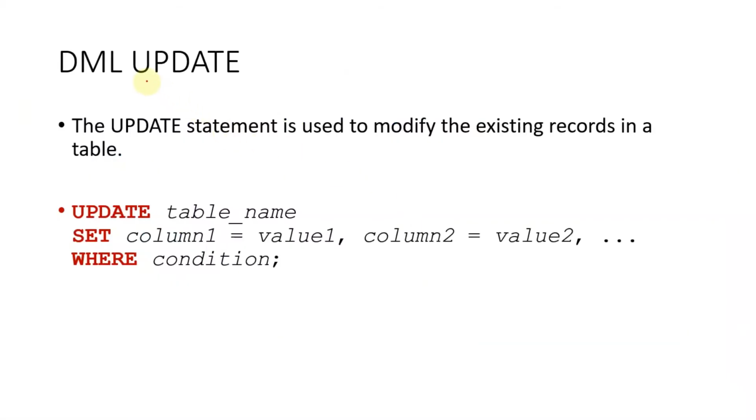Next query is update query in data manipulation language. Update query is used to modify the existing record in a table. So the query is quite simple. We must type update and then table name and set. After set, we must provide the columns whose values will be changed. So any column, then its new value, another column and new value.